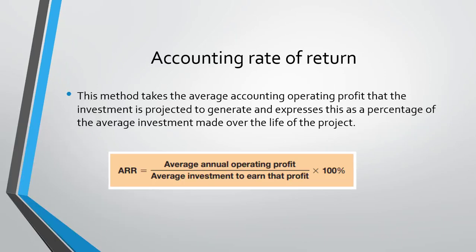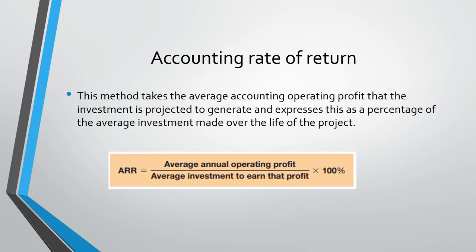All right. So in our discussion, we have four ways of testing the feasibility of capital budgeting. So we have the first one here, accounting rate of return.